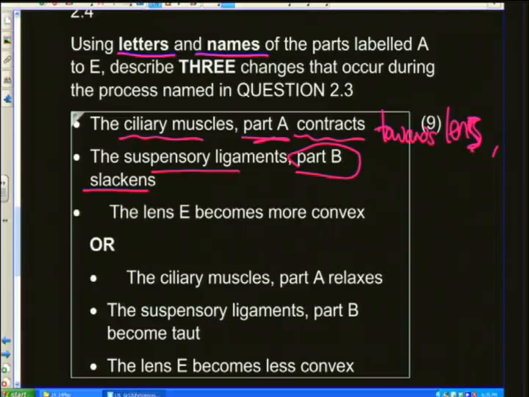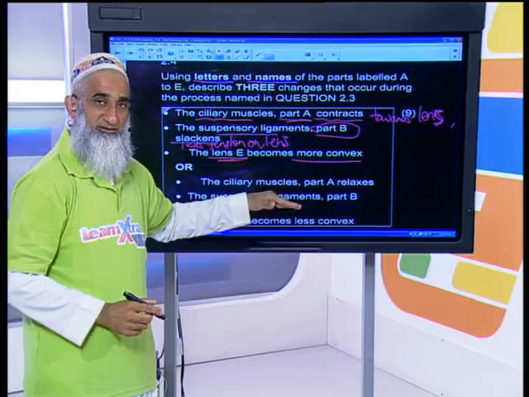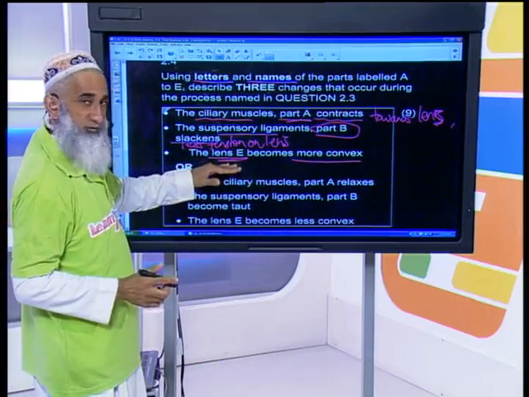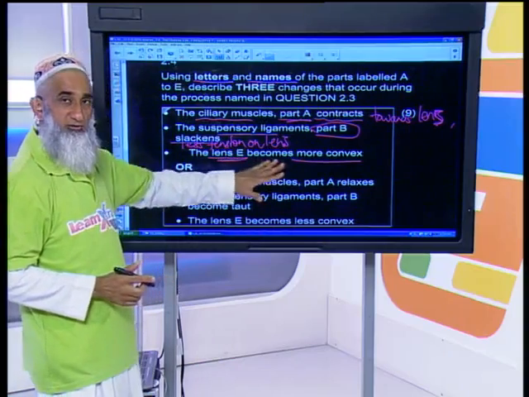That then has less tension on the lens, and the lens, part E, becomes more convex. Remember here, because they just told you the parts, we don't have to say the in-between parts, right? But in a longer question, you need to say that. That's why I'm adding that there. Okay? Are we all clear with this part here?